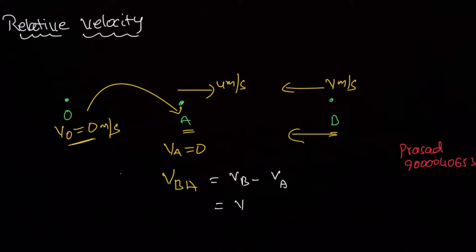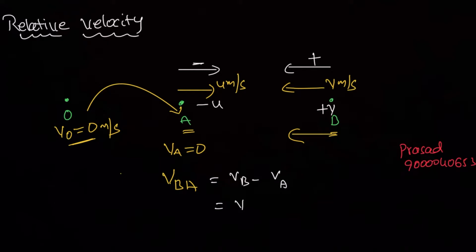Velocity is a vector, so a vector considers both magnitude and direction. Now the direction is toward this side. Suppose it is taken as positive. The immediately opposite direction becomes negative. So A is moving in the negative direction. Here A is moving with minus u meter per second. B is moving with plus v meter per second.